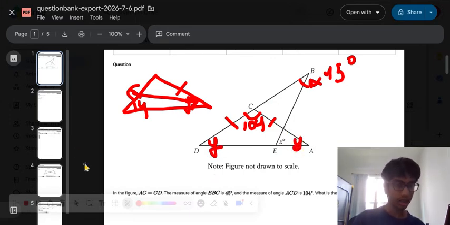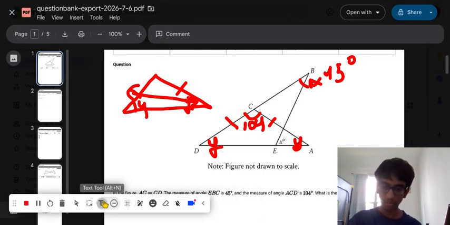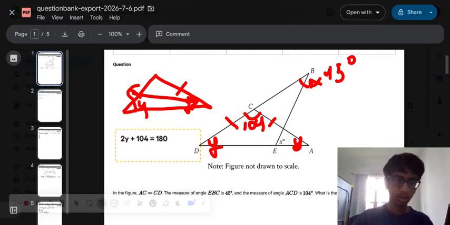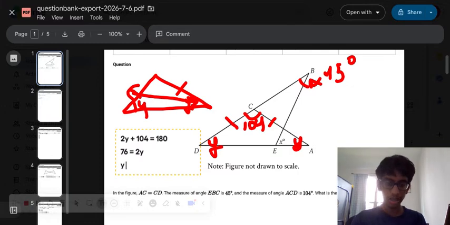Given what I said earlier about the angles of a triangle adding up to 180 degrees, you can figure out what y is. So we have y plus y, which is 2y, plus 104, equal to 180 degrees. That means 76 should be equal to 2y, and y is equal to 38, if my math is correct, which I'm pretty sure it is.